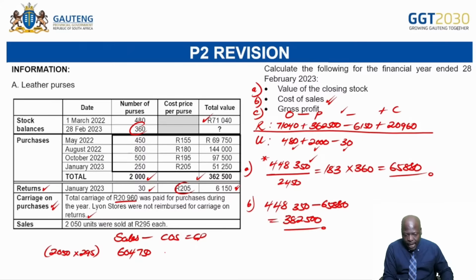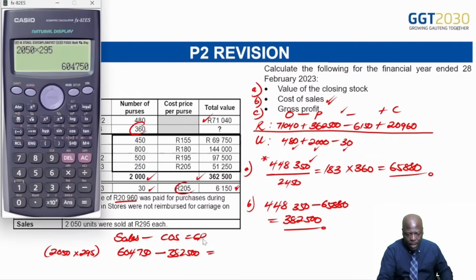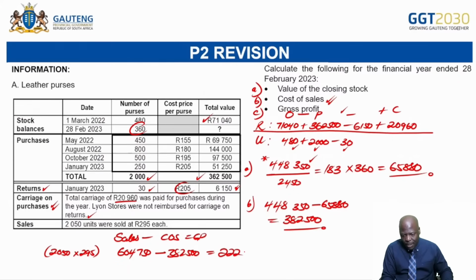Then I come and I subtract my cost of sales, which is 382,500. That gives me gross profit. So I'm going to say 604,750 minus 382,500. And then that gives me my gross profit, which is 222,250. That therefore gives me my gross profit.